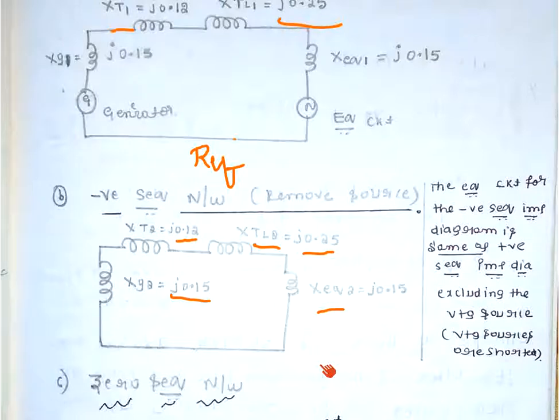Series switches will be closed when the connection is star and it should be grounded. Then the series switch will be closed, and shunt switches will be closed when it is in parallel, when the connection is delta, then the shunt switch will be closed.